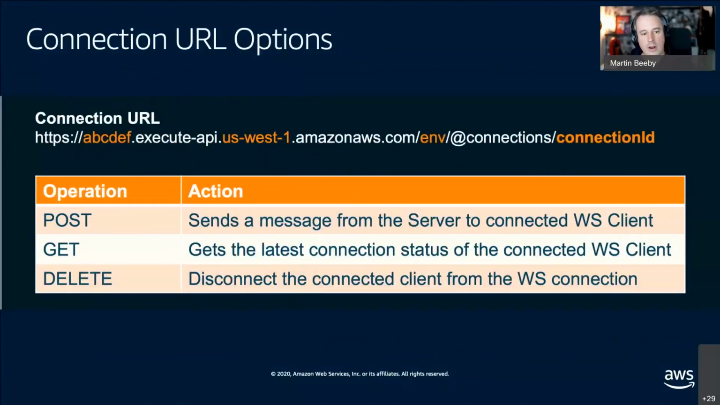Now, the connection URL has a couple of methods on it. We can post to it, which is send a message to that particular user. We can do a get on it, which basically gives us the status of that current user, or we can delete it, which removes that user from our system, or basically disconnects their socket URL, their WebSocket.